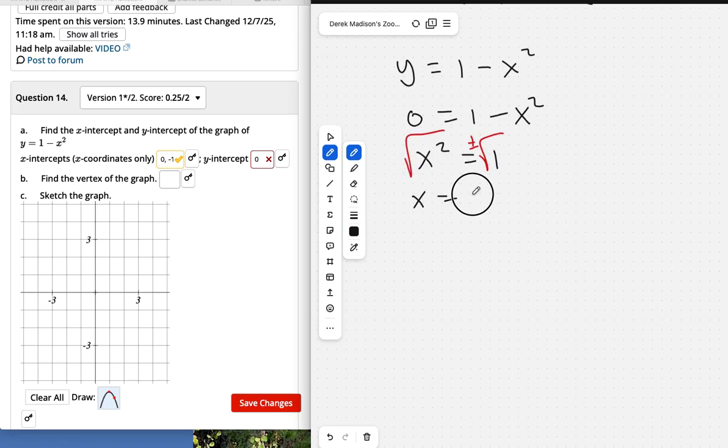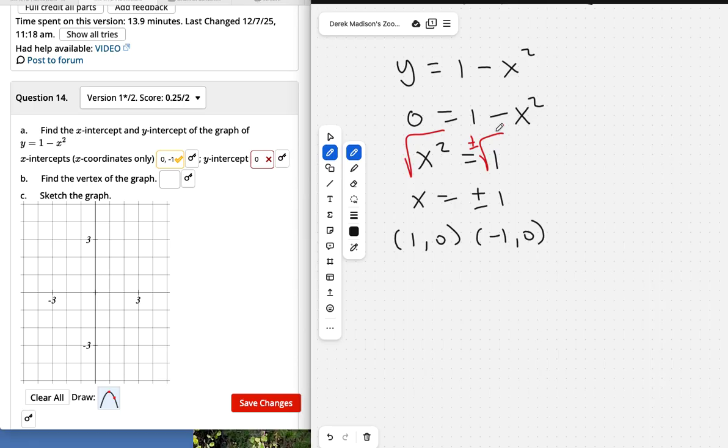And that would give me x equals plus or minus 1. So remember, we let y equal 0, and I really encourage you to be in the habit of writing out these x-intercepts as ordered pairs in terms of your notes, because it will help you when you go to graph. So (1, 0) and (-1, 0) would be your x-intercepts.